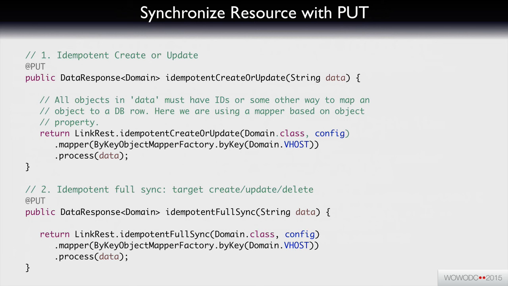So if you send a collection, LinkRest will compare this collection with what's on the server, what's in the entire resource, and it will create new objects that are not in the database, update objects that are already there, and delete objects that are not in the request. So this is great, and it's probably less useful for synchronizing the entire table because it's rarely that the client sends data of the entire table, but it's good for synchronizing relationships, for instance, and we'll have an example of that.